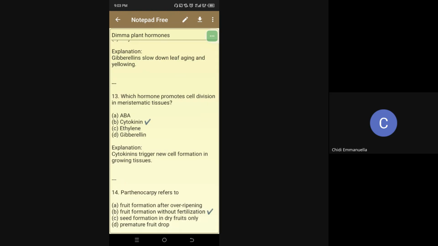13. Which hormone promotes cell division in meristematic tissues? And the answer is B, cytokinins. I already told you that one. I mean, read it again. Which hormone promotes cell division in tissue?